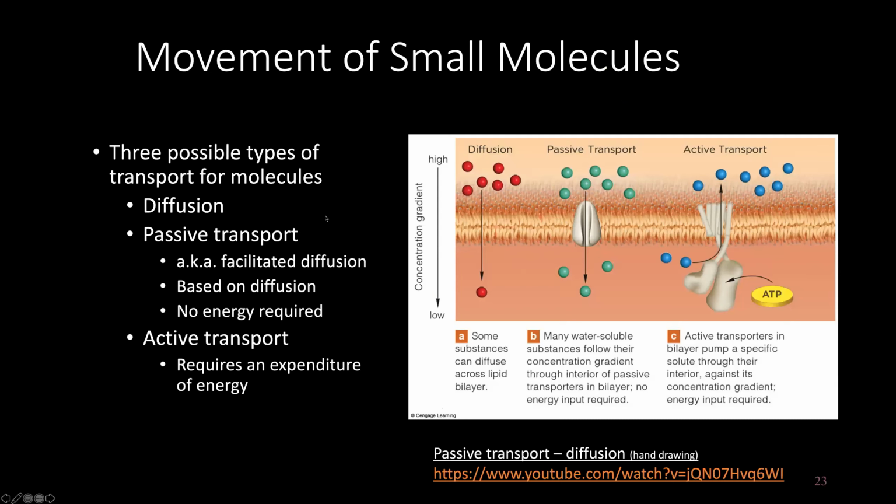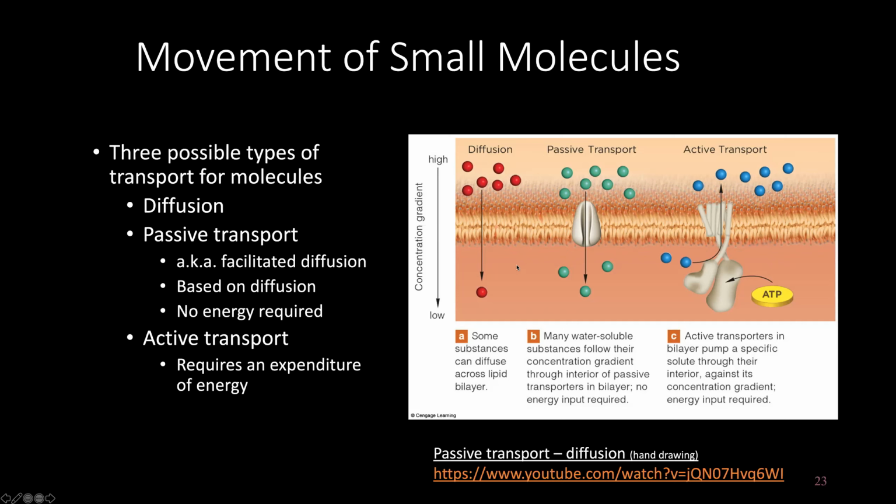Movement of small molecules. So we're going to compare how small molecules move across the membrane with how large objects move across the membrane. Well, there are three possible types of transport: diffusion, passive transport, and active transport. Those are illustrated here in this diagram.